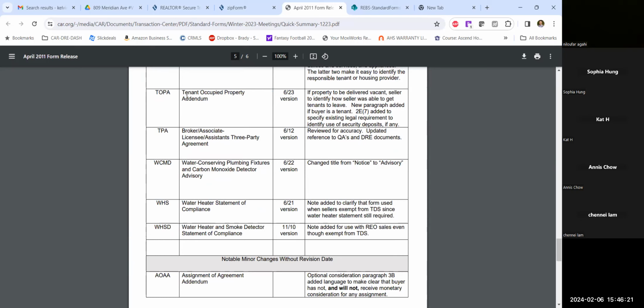Tenant occupied property. Always use this form anytime you sell a property with a tenant. This is definitely great to have. And legal requirements such as what is the amount of security deposits, if any, held.